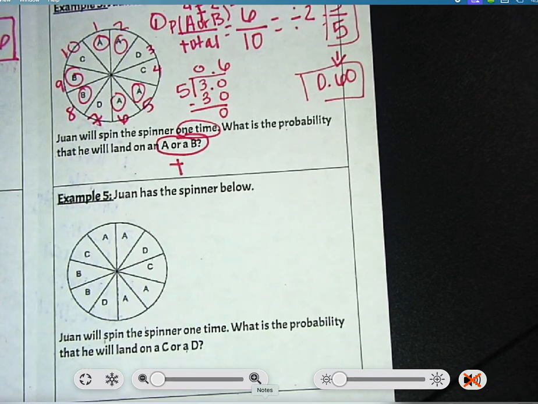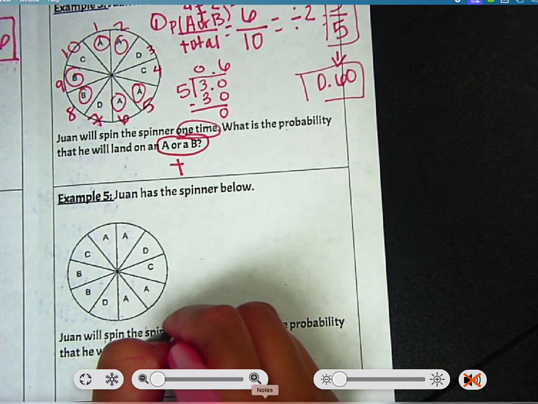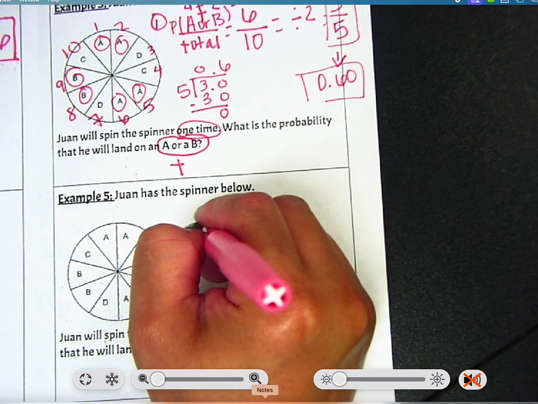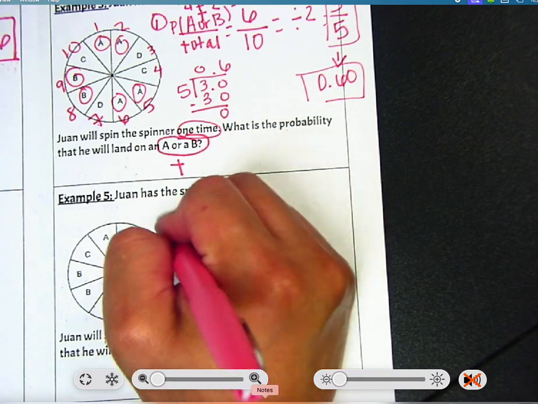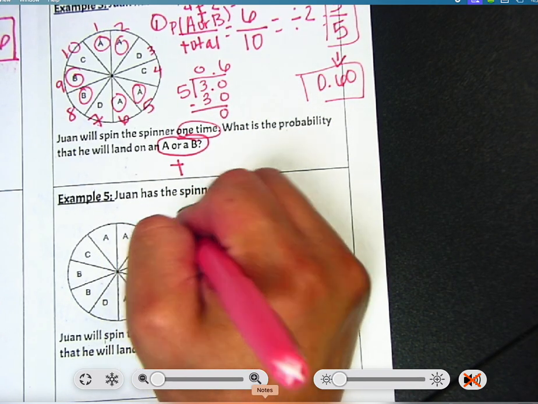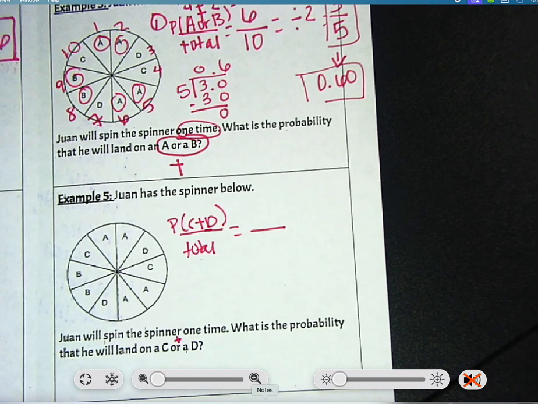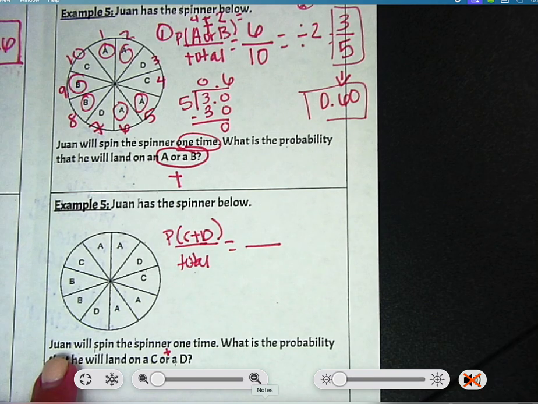All right, now it's your turn to try the next example, which is still example 5. Same process. Remember that word or means to add. So you're going to find your total options at the bottom first. And then what is the probability that you're going to get a C or a D? All right, make sure you show all your work. You put it in simple terms and you convert into a decimal.